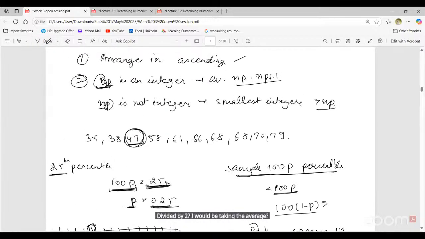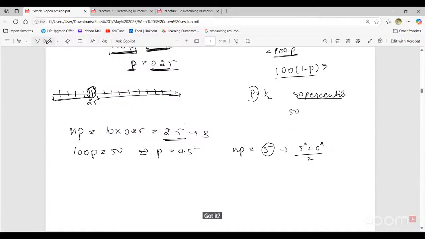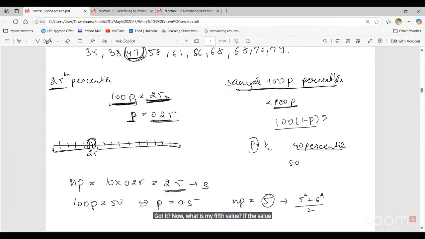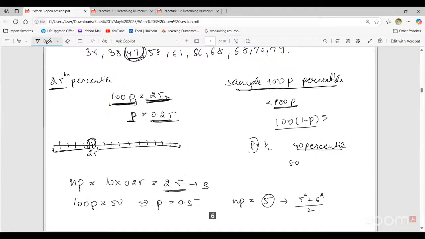If np is an integer, then I would be taking the average of the np-th and (np plus 1)-th terms. Now, what is my fifth value? 61. The sixth value is 66. So it will be 61 plus 66 divided by 2, which is 63.5.